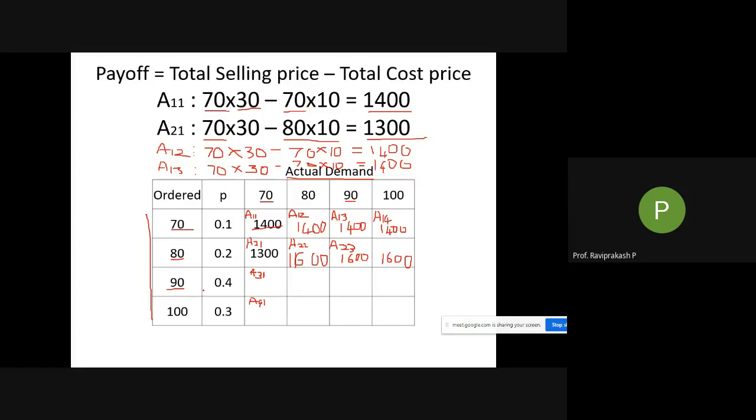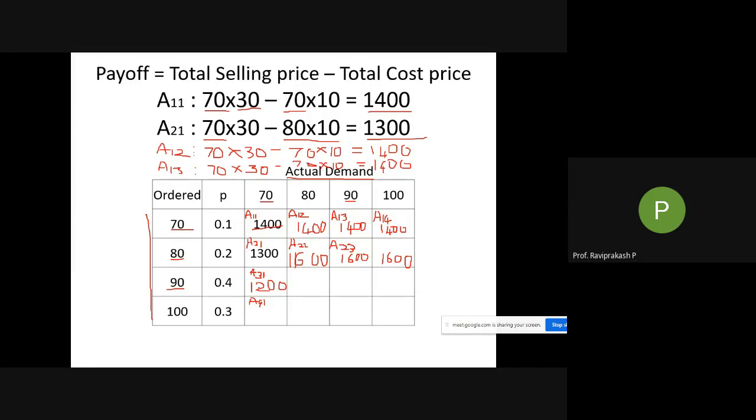I'm ordering 90. My sales is only 70. So what will be the value? 1800, sir. How? 90 into 30 minus 90 into 10. No, it is wrong. 90 into 30. So can you sell 90? 1200, sir. Yes, it is 1200. I'll tell you how. Because I'm having 90, but the demand is only 70. I can't ask him to take all 90, right? The demand is only 70. I can sell only 70. So it will be 70 into 30 minus 90 into 10. So that's why it becomes 1200.